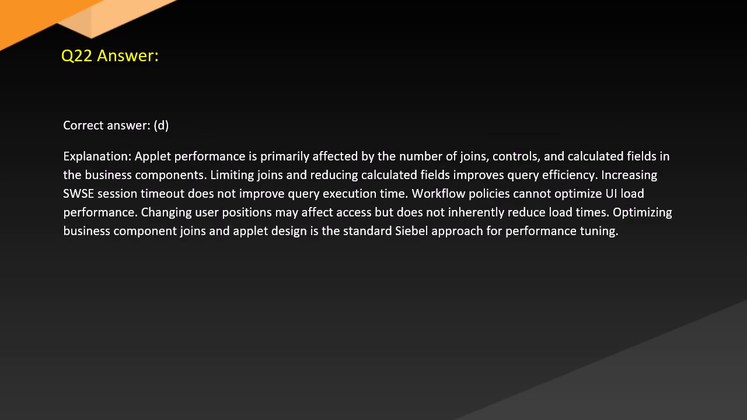Answer. Correct answer. D. Explanation. Applet performance is primarily affected by the number of joins, controls, and calculated fields in the business components. Limiting joins and reducing calculated fields improves query efficiency. Increasing SOS timeout does not improve query execution time. Workflow policies cannot optimize UI load performance. Changing user positions may affect access but does not inherently reduce load times. Optimizing business component joins and applet design is the standard Siebel approach for performance tuning.